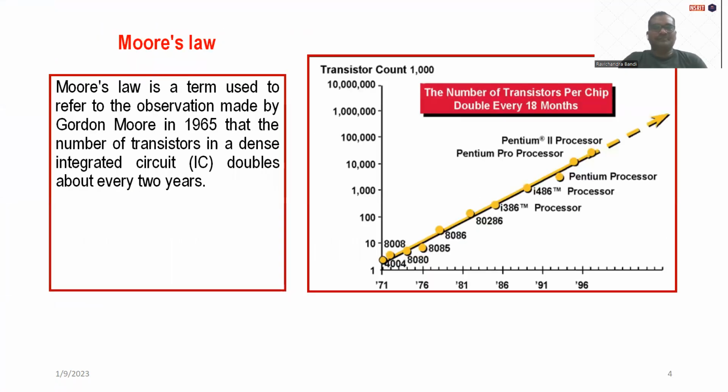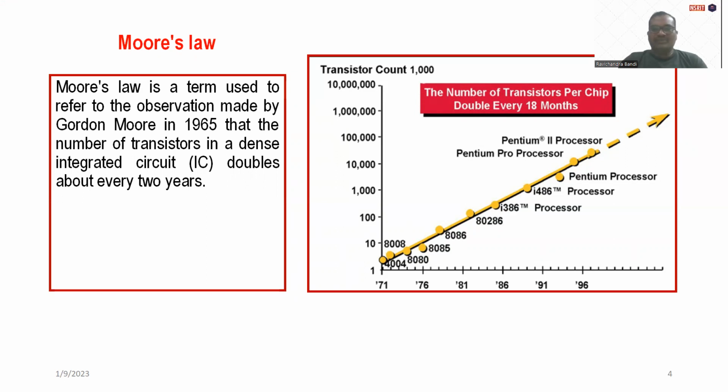Before going to the VLSI course, first we have to see Moore's law. What is the statement of Moore's law? Moore's law is a term used to refer to the observation made by Gordon Moore in 1965 that the number of transistors in a dense integrated IC doubles about every 2 years.